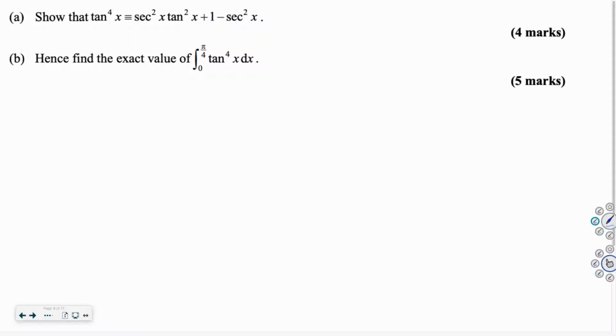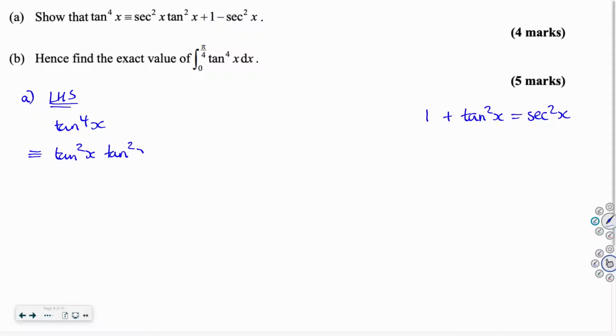So we can see that we've got lots of sec squareds and tan squareds, and the equation that links tan and sec together is 1 plus tan squared x equals sec squared x. I'm going to be using that in just a minute. But the first thing I'm going to do is start with the left-hand side, and split tan to the 4 x up into tan squared x times tan squared x.